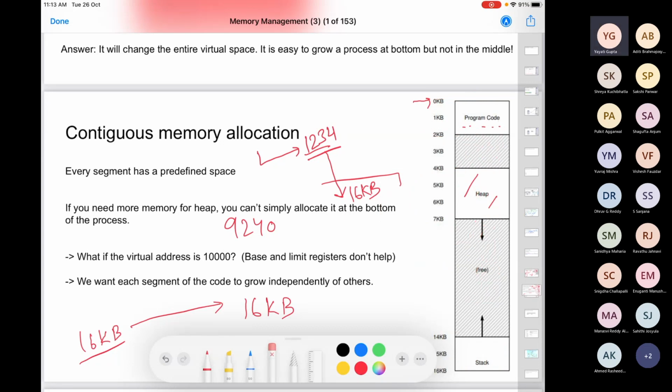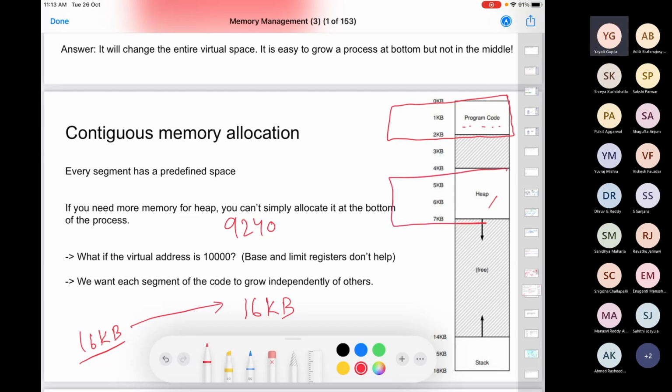So the solution to this is, what if I treat this process as 3 different processes? So let's say program code is nothing but I treat it as a mini process. Heap is something which we treat again as a mini process. Stack is something which you can treat as a mini process. So each segment in your code, you consider that a process, right? And you load it in the main memory separately.